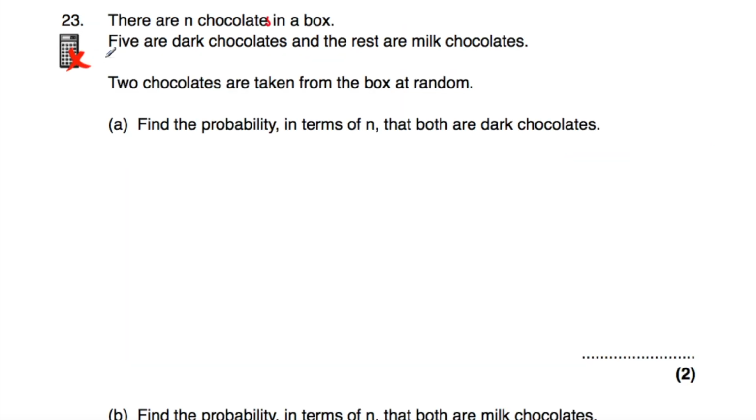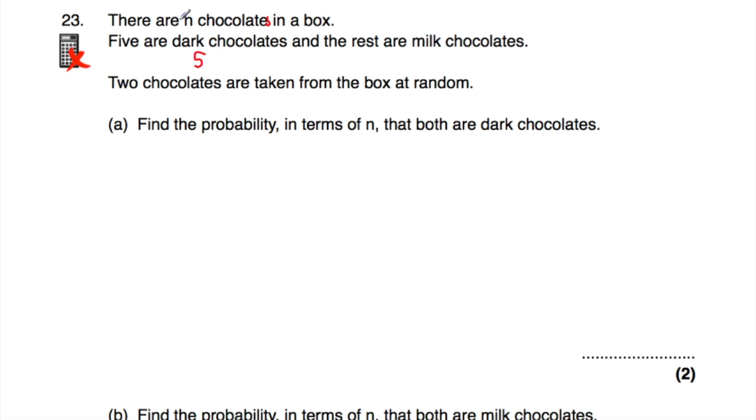Okay, let's have a look at our next question, question number 23. So question number 23 says there's n chocolates in a box, and 5 of the chocolates are dark chocolate and the rest are milk chocolate, and 2 chocolates are taken at random from the box. And part A says find the probability in terms of n that both are dark chocolates. Okay, so we're told there's n chocolates in the box and 5 of them are dark chocolate, and the rest are milk chocolate.